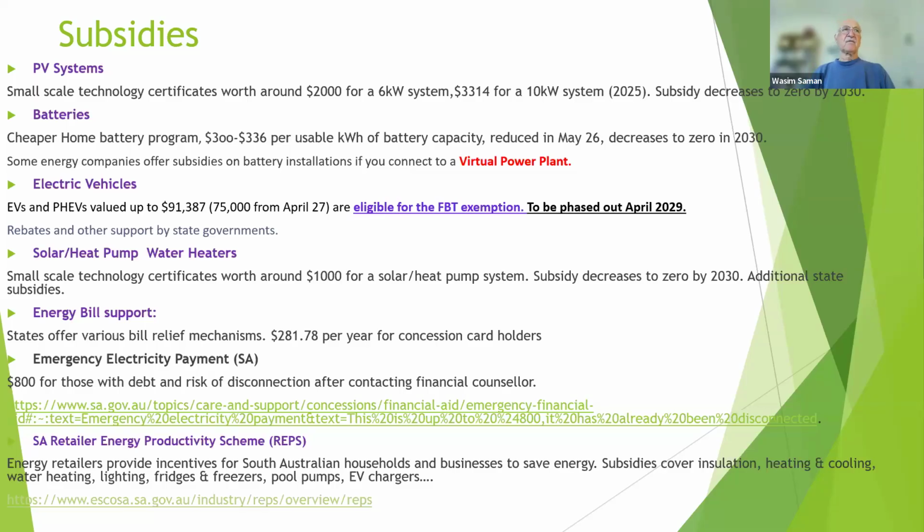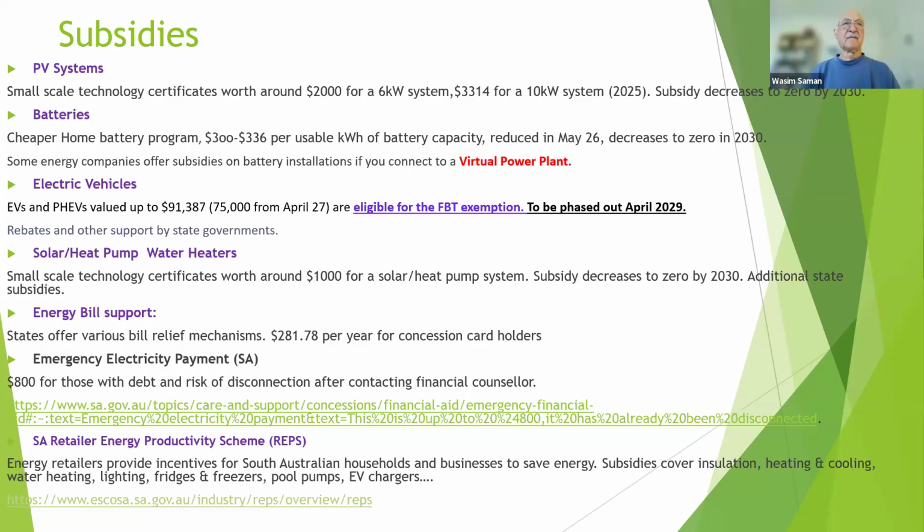The other thing which I find quite useful, particularly for people who are struggling with their bills, if they see a financial counselor, they can actually make use of another scheme offered by government called the emergency electricity payment, which can actually take away $800 from your electricity bill through the use of the counselor. But you have to go through a counselor who will look at your situation, and they can get you to apply for this.